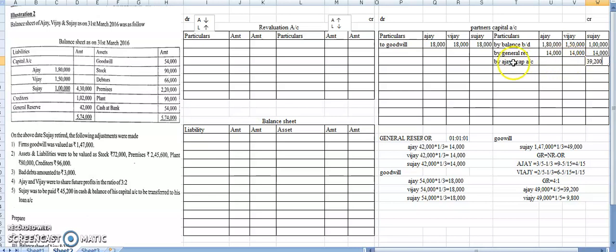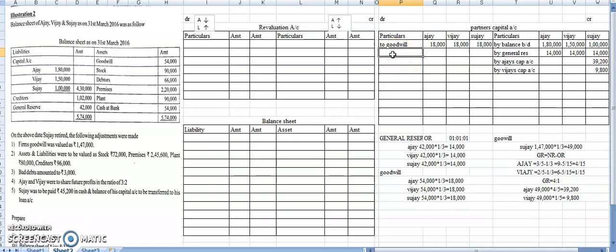39,200. Then the same way I'll write the name of the next continuing partner, that is Vijay, by Vijay's capital account. Again I'll write the amount in the retiring partner's column. So it is 9,800. After that we will go on the debit side of the partners' capital account.